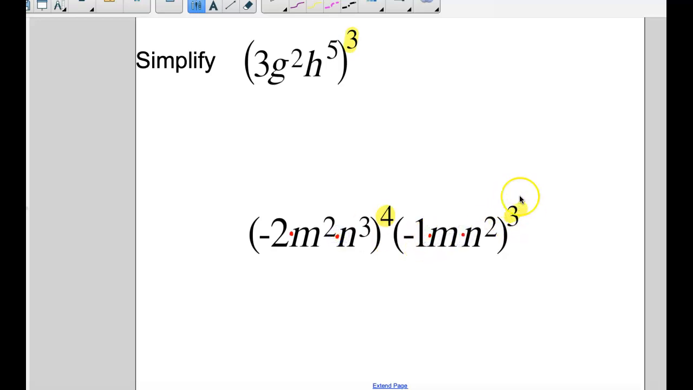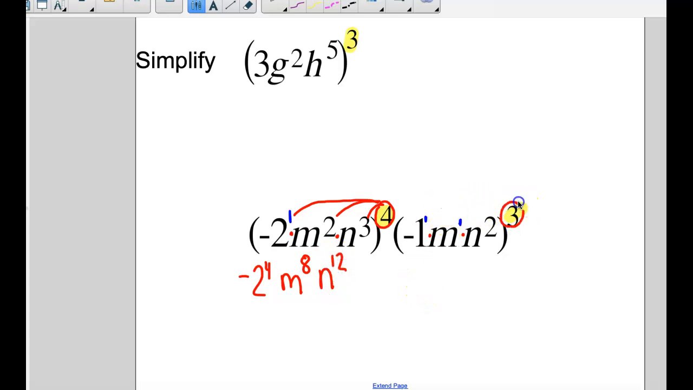I know then next I have to deal with these powers on the outside. When I have those powers on the outside, the rule is everything on the inside needs a power, so that one's good. Over here, this one needs a 1 and this one needs a 1. And then my power on the outside multiplies to the powers on the inside. So at first I'd have -2 to the power of 4, because 1 times 4 is 4. I'd have an m to the power of 8, and I'd have an n to the power of 12.